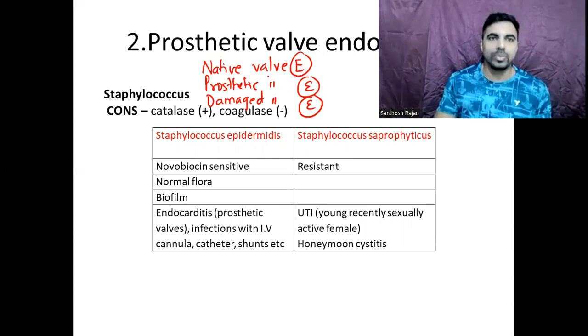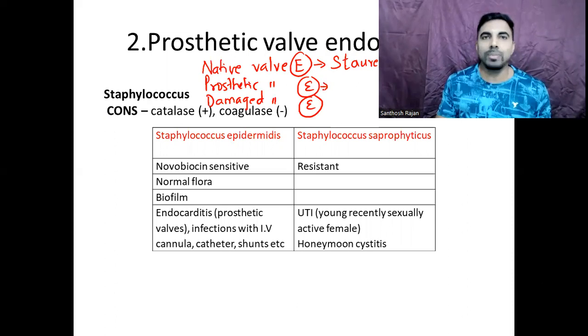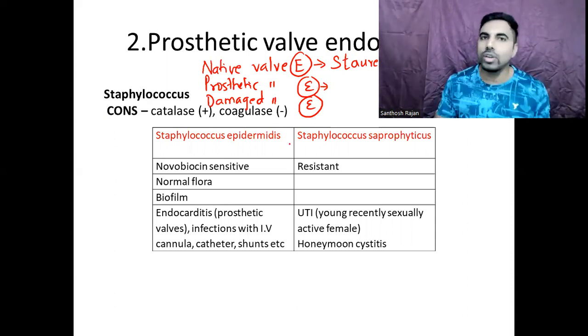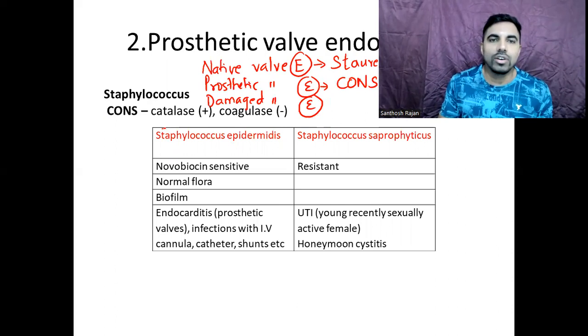Okay, any of this question. When it is native valve, the most common cause is Staphylococcus aureus. Prosthetic means any prosthetic or IV cannula, catheter, anything foreign body related that you're putting in. The causative agent is CoNS. CoNS is what? Staphylococcus epidermidis. This is the CoNS. Okay.